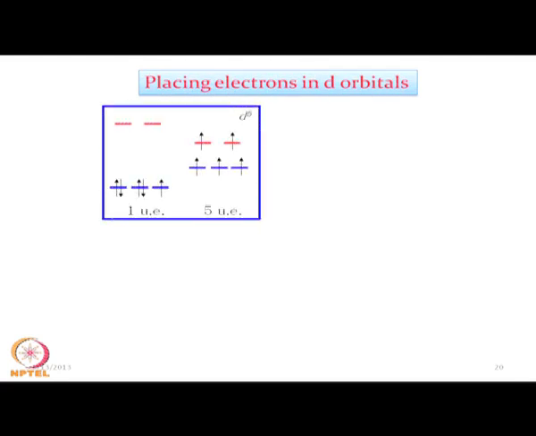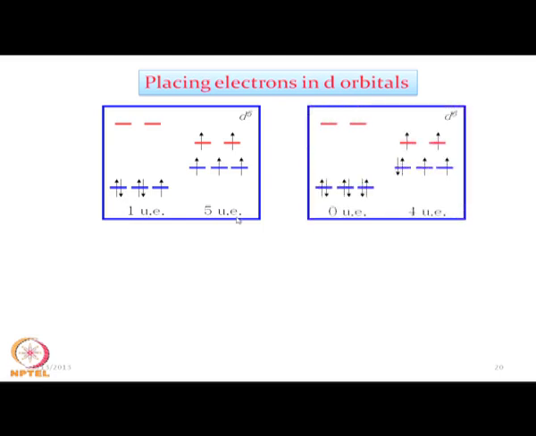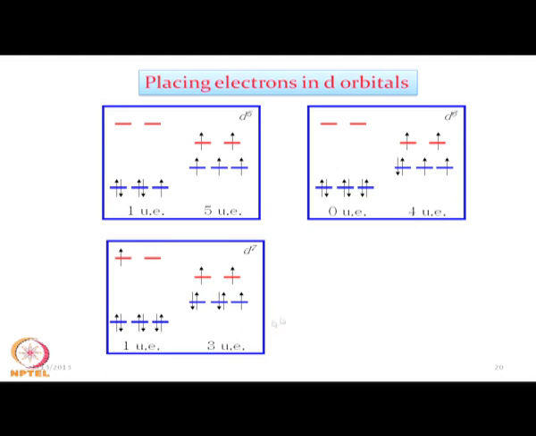Then how we place these electrons, what we have seen just now, we can elaborate pictorially with the number of unpaired electrons. In the case of this low spin one, we have 1 unpaired electron. In the case of high spin, we have 5 unpaired electrons for the d5 situation. In the d6 situation, we have the corresponding number of unpaired electrons 0 and 4. In the case of cobalt, we have discussed in detail.